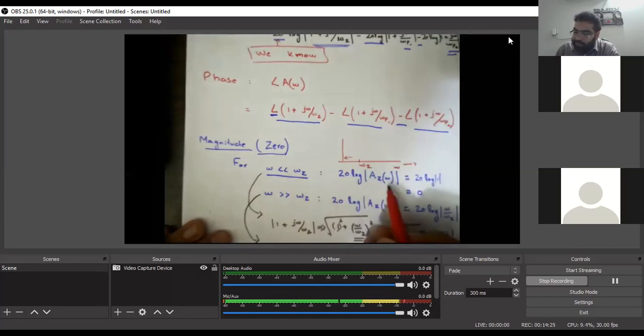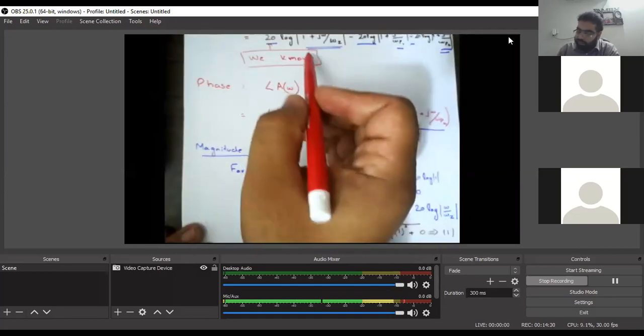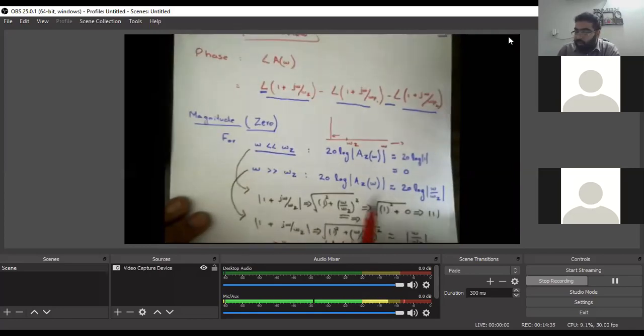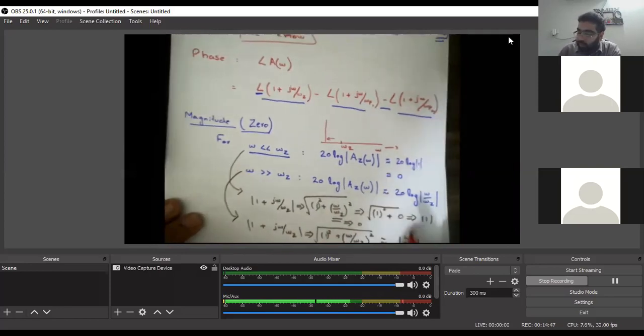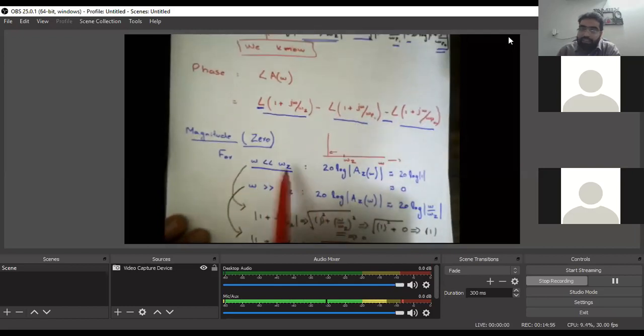And when omega is much less than omega z, and if we place this and find the magnitude, it's going to be 1 plus omega by omega z squared. And when omega z is very much bigger than omega, this means this factor, the square of this factor, is going to be very small. We can approximate to 1 plus 0, and ultimately the resultant is going to be 1. And 20 log of 1, log of 1 is equal to 0, so it's going to be 0 dB. So anything which is very much less than omega z is going to be 0 dB for us.